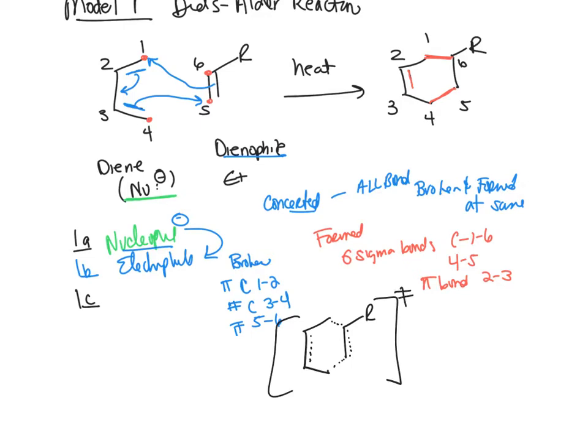So how many pi electrons are involved in the Diels-Alder? There are 6 pi electrons. This is that 4 plus 2 cycloaddition. You should be able to work backwards from the product of the Diels-Alder and determine which diene and dienophile were used. So you're going to have to be able to do this.